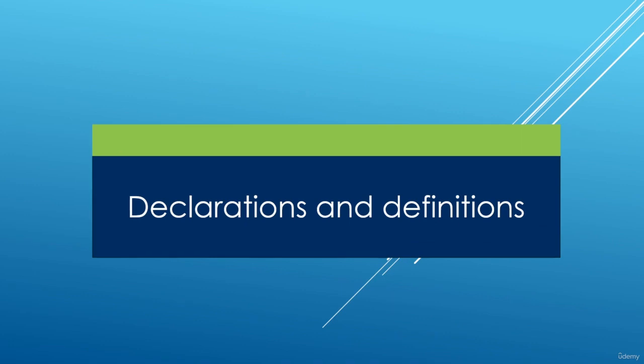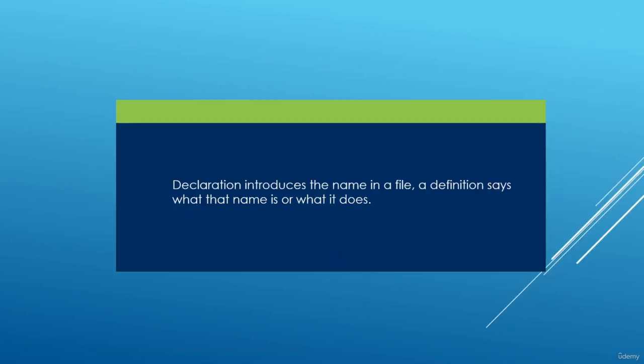In this lecture, we're going to zoom in on declarations and definitions in your C++ code, and think about the meaning of these words in your C++ program. A declaration is a statement that is going to introduce a name in your C++ program. A definition says what that name is or what that name does. I know this sounds a bit confusing right now, so let's look at an example.